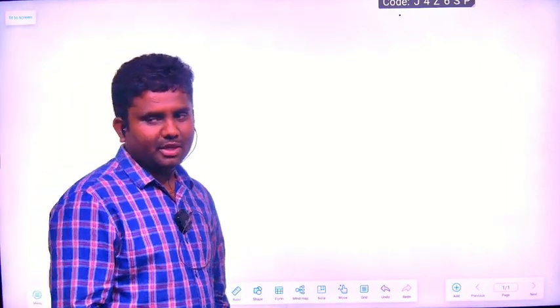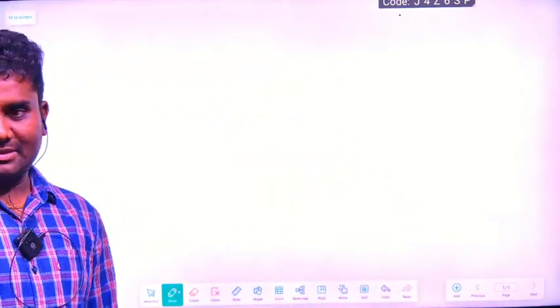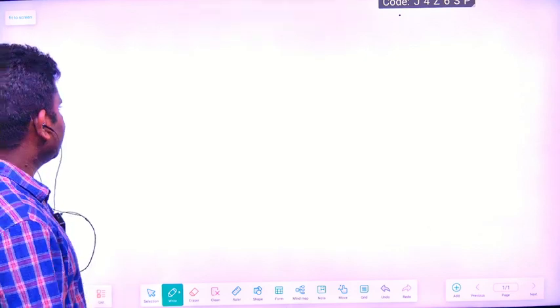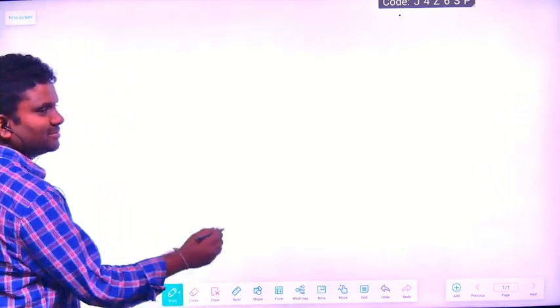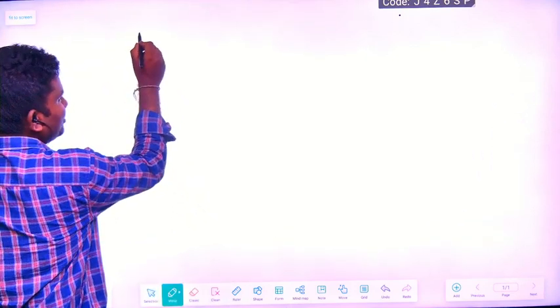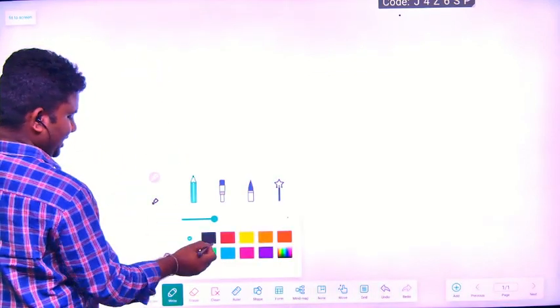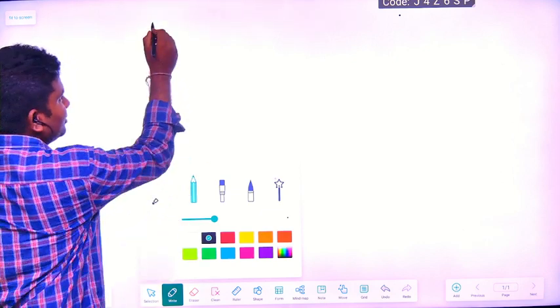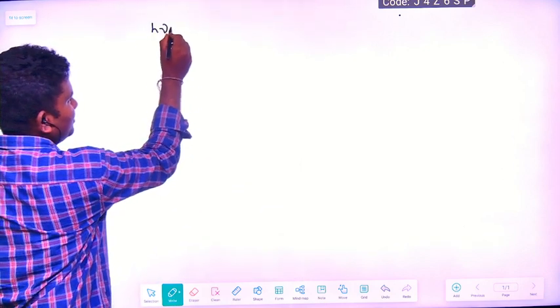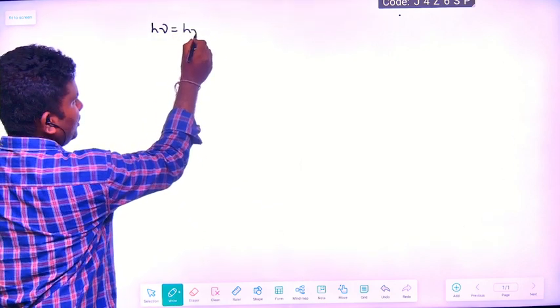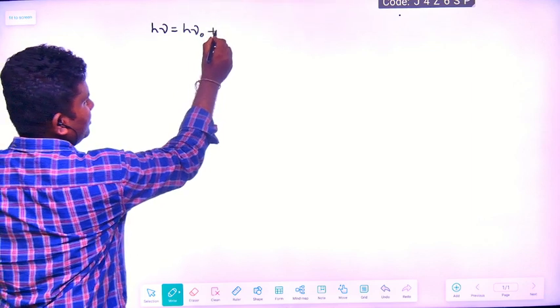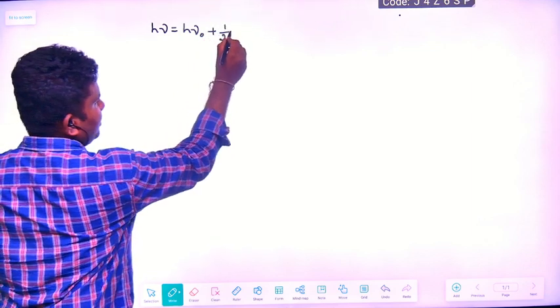So in the last class we discussed the Einstein's photoelectric equation, right? The different cases. What is the Einstein's photoelectric equation? h mu is equal to half mv square, right? So h mu is equal to h mu naught plus half mv square.